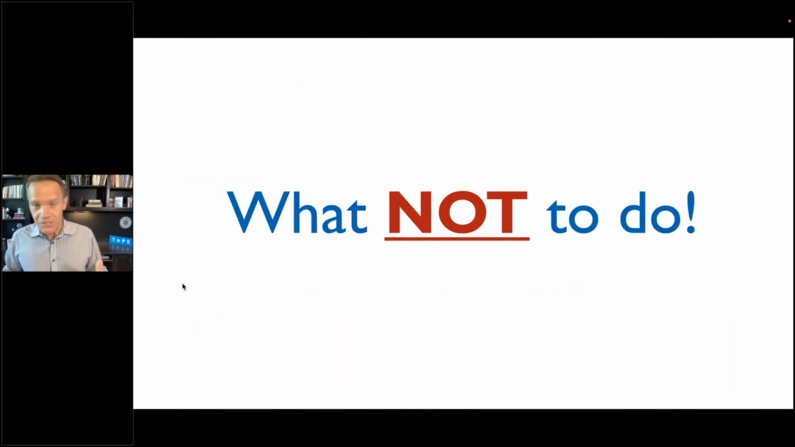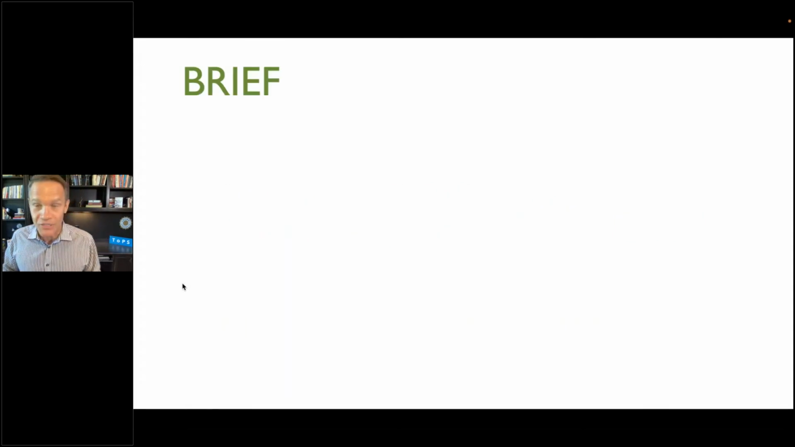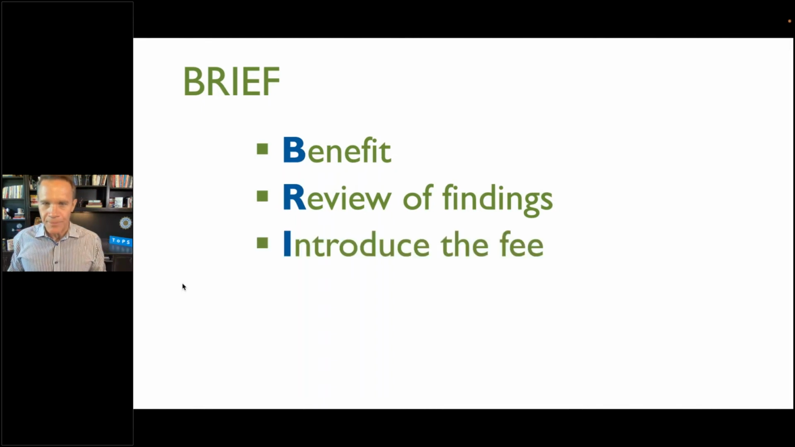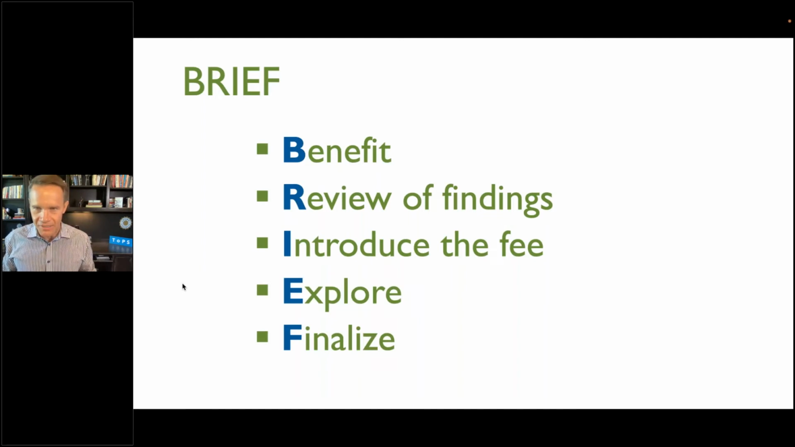All right, so we're going to talk about what not to do as well as what to do. Here is what to do. This is a formula, a system for presenting financial arrangements that has an acronym tied to it. That acronym is BRIEF, B-R-I-E-F, which stands for the following: begin with the benefit, review the findings or review the treatment plan, introduce the fee, explore concerns, and then finalize the plan. All right, so those five things. Let's take a look at each one of those in depth.